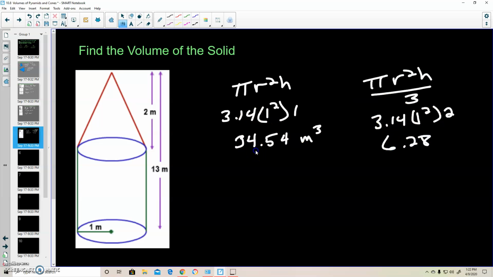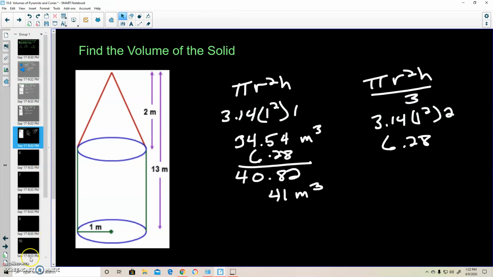Okay, so if we just add these two together, we should be good. That gives me 12. Carry the 1, 5. Gives me 8. And that gives me a 10. Carry the 1. That gives me a 4. So if I round this, I get 41 meters cubed. Okay, and that sums up pyramids and cones.